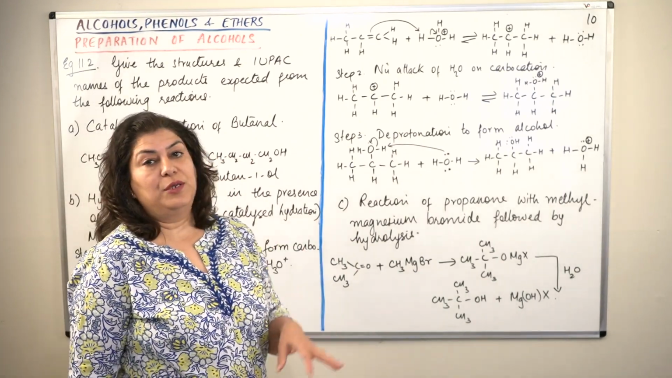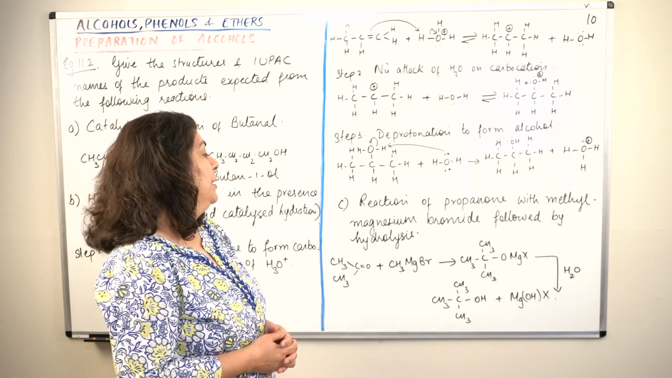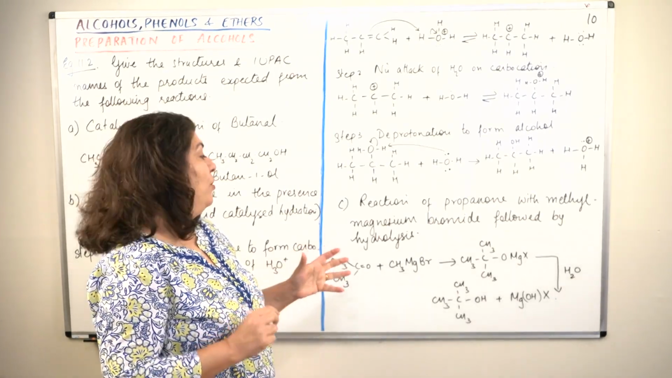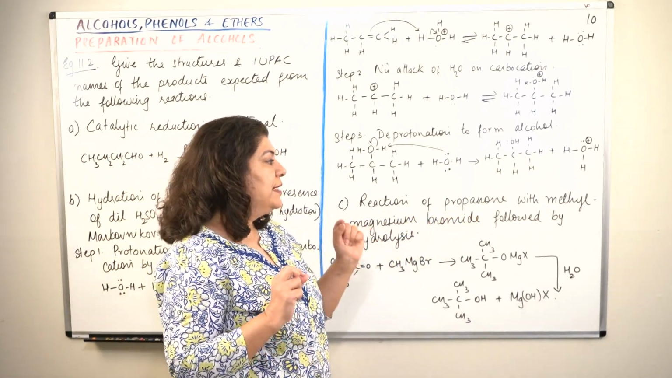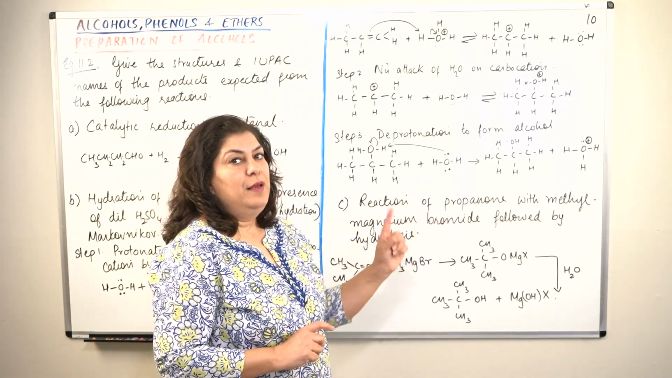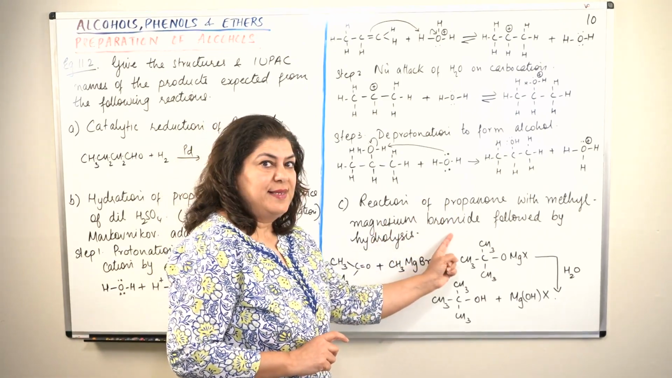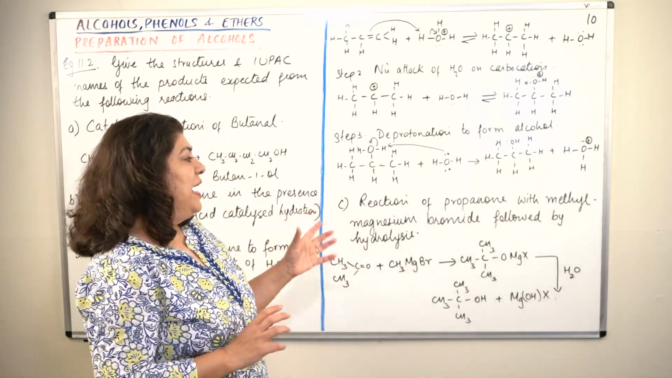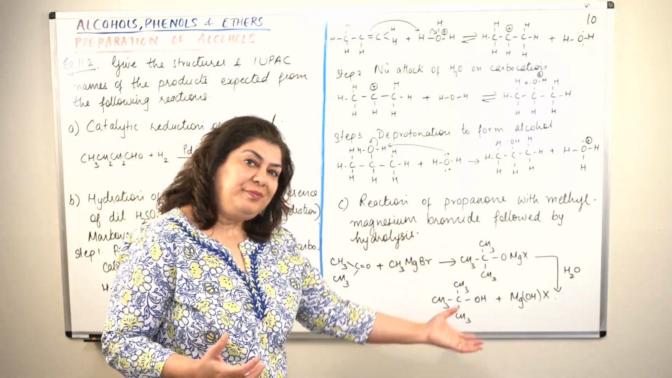Now comes the third part of the question. You have to give the IUPAC name of the product, and the structure which is formed as a result of a reaction of propanone. Propanone is a ketone with methyl magnesium bromide. Methyl is alkyl group R, Mg, X, halogen. So it is a Grignard reagent, right? The reaction of a ketone with Grignard reagents also gives you alcohol.